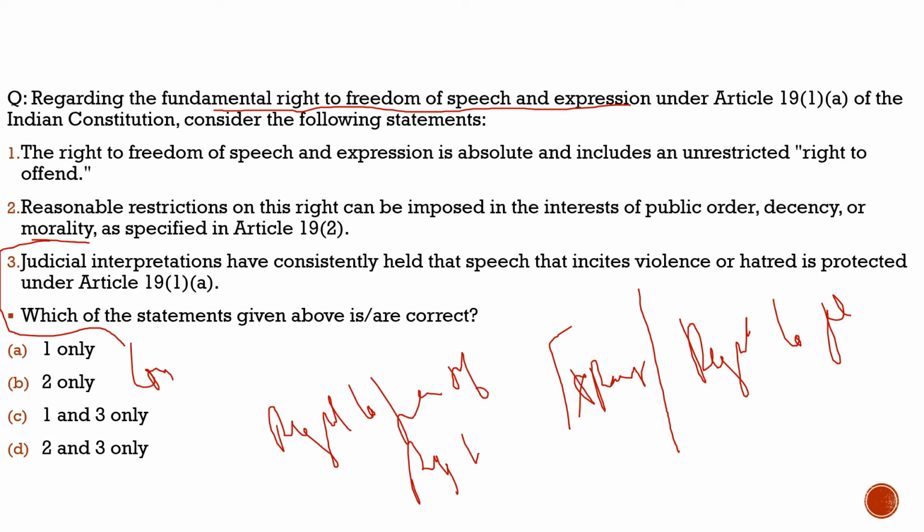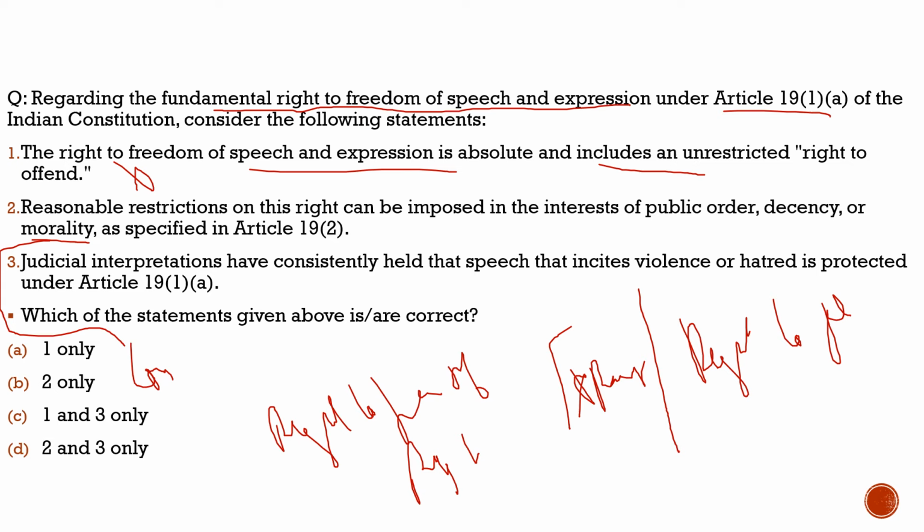Here the question says, regarding the fundamental right to freedom of speech and expression under Article 19(1)(a) of the Indian Constitution, consider the following statements. First statement: the right to freedom of speech and expression is absolute and includes an unrestricted right to offend. Totally incorrect. It is not absolute. Even the right to offend is not a legal thing in the Constitution. So the first statement is totally incorrect.